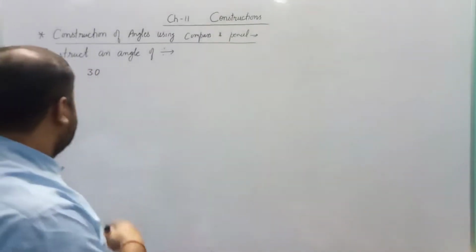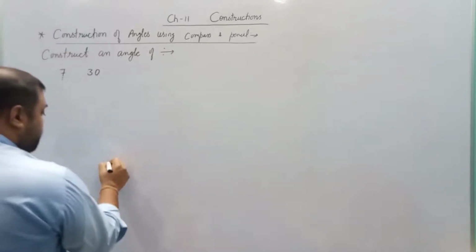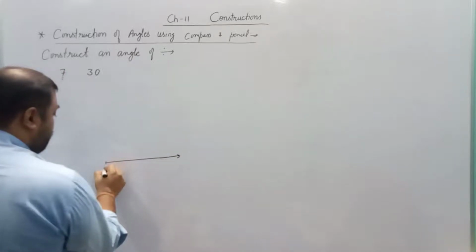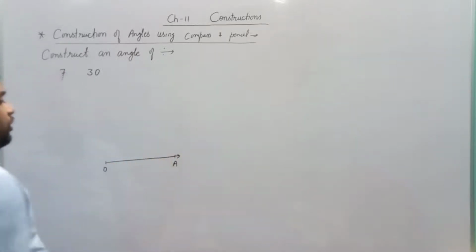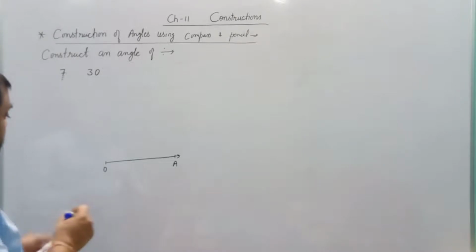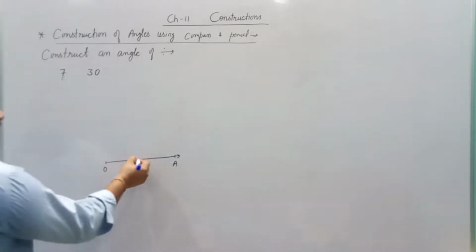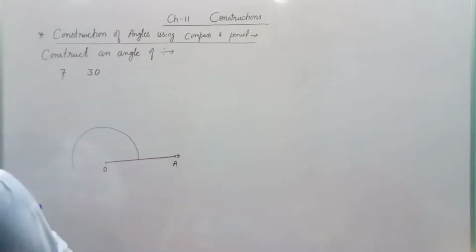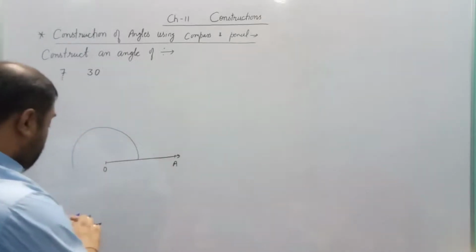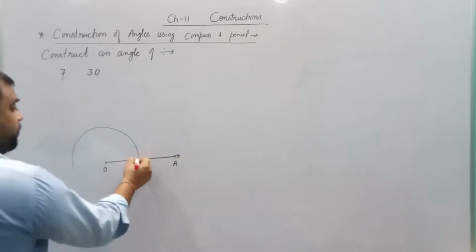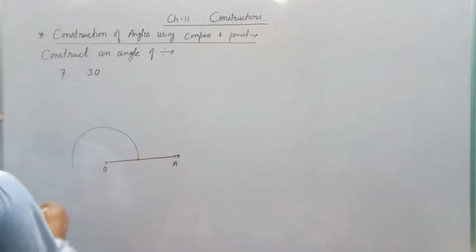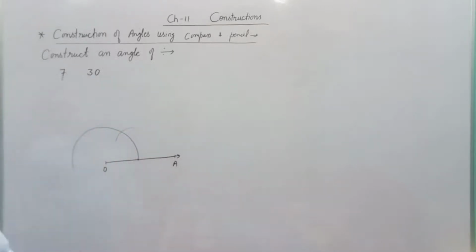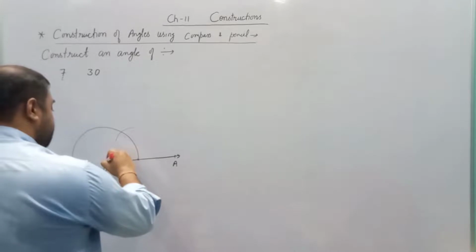So first we will construct an angle of 60 degrees. Draw a ray OA of any length. Taking O as center and with any radius, draw a semicircle. Taking this point as center and with the same radius, construct an angle of 60 degrees. So this is 60.